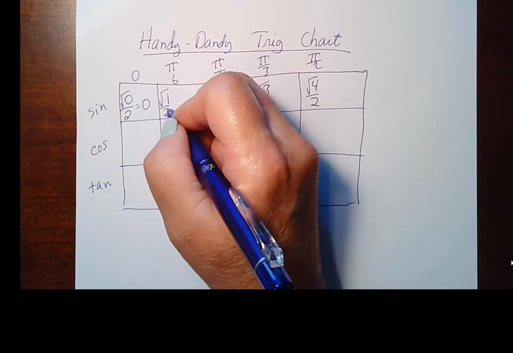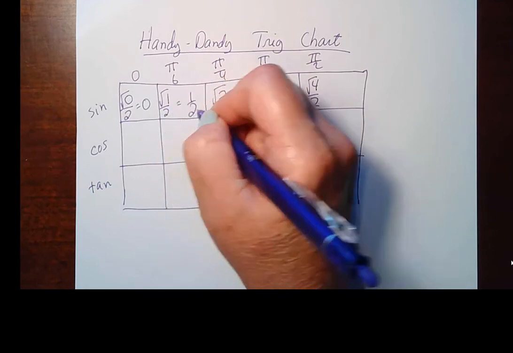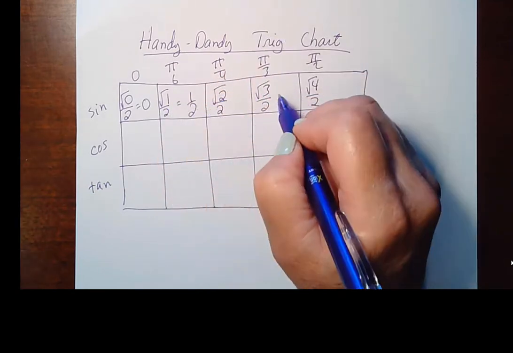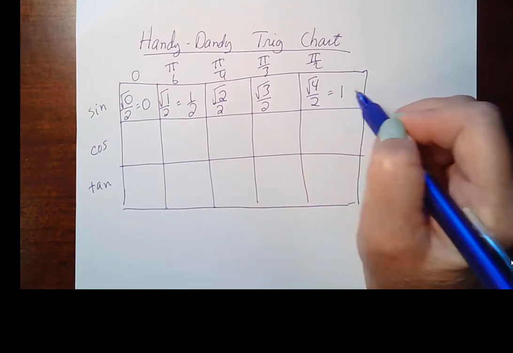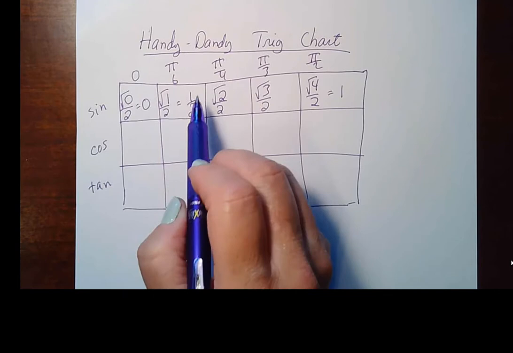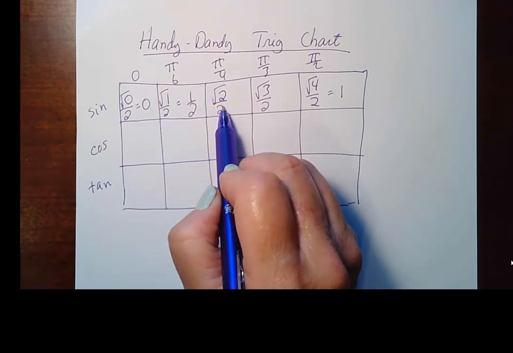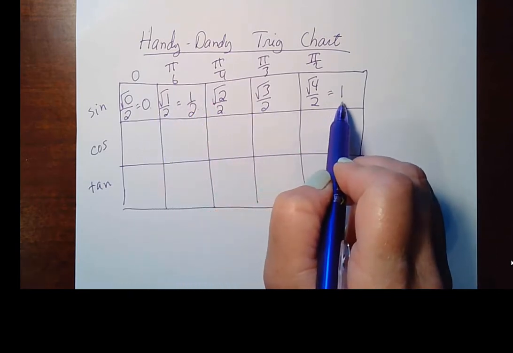This is 0. Square root of 1 is 1, so this is 1/2. This doesn't simplify, it stays what it is. Same thing here, but the square root of 4 is 2, and 2 over 2 is 1. So here are your values of sine in the first quadrant: 0, 1/2, root 2 over 2, root 3 over 2, 1.